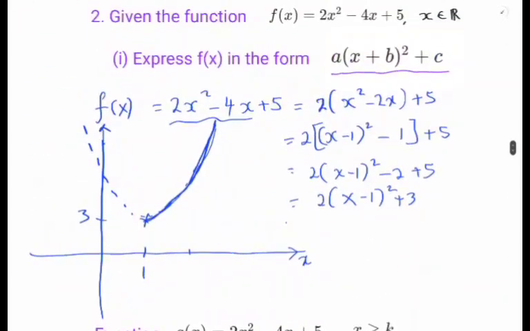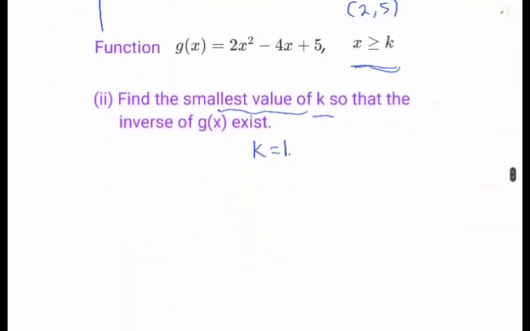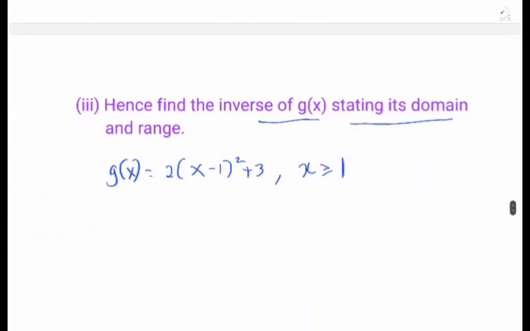So the question asks you to find the inverse of g(x), stating its domain and range. Now before we go to the inverse, let's go back to this coordinate here. We check one more point here. Let's say x equals 2, f of 2 equals, so 2 minus 1 is 1 squared, so 1 plus 3 equals 5. So 2 maps to 5. Remember that 2 maps to 5, and that is for g(x).